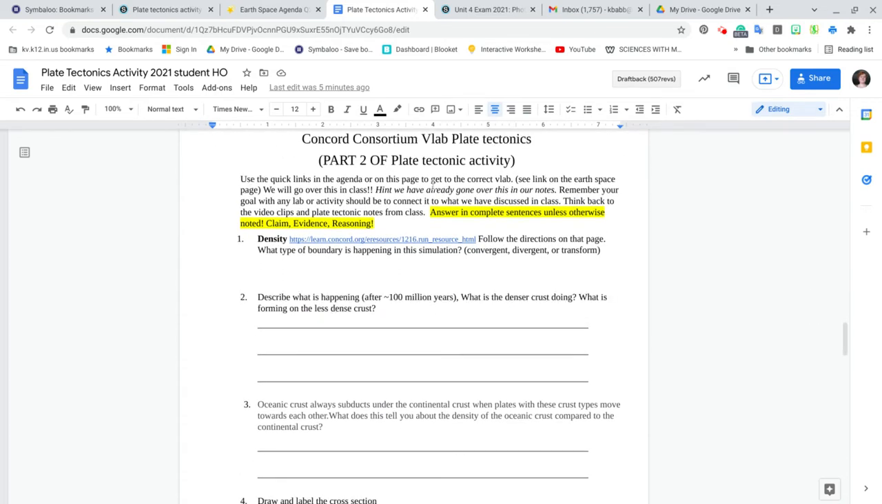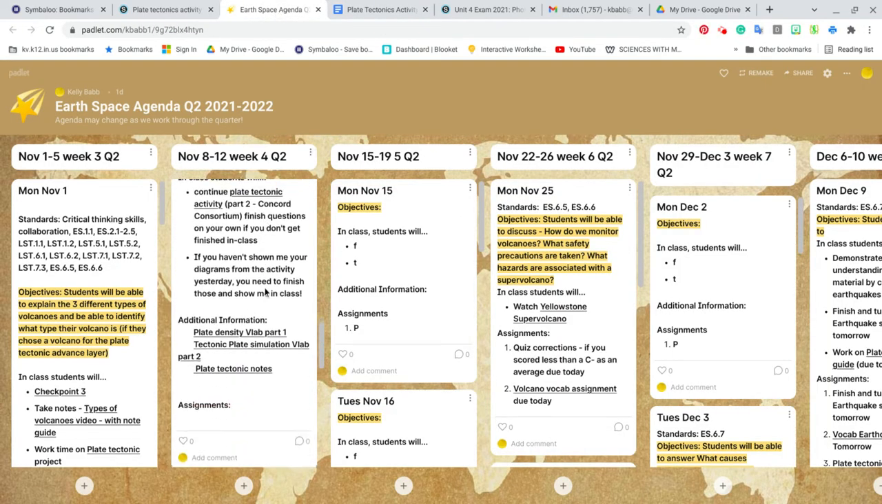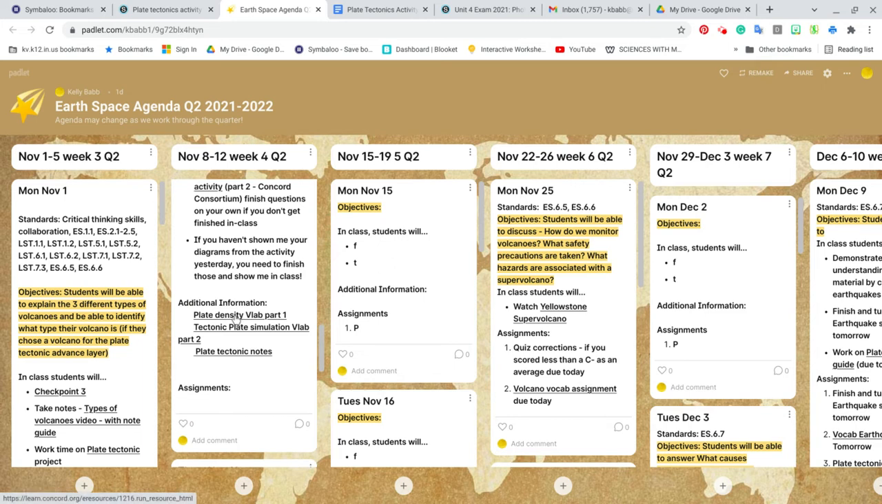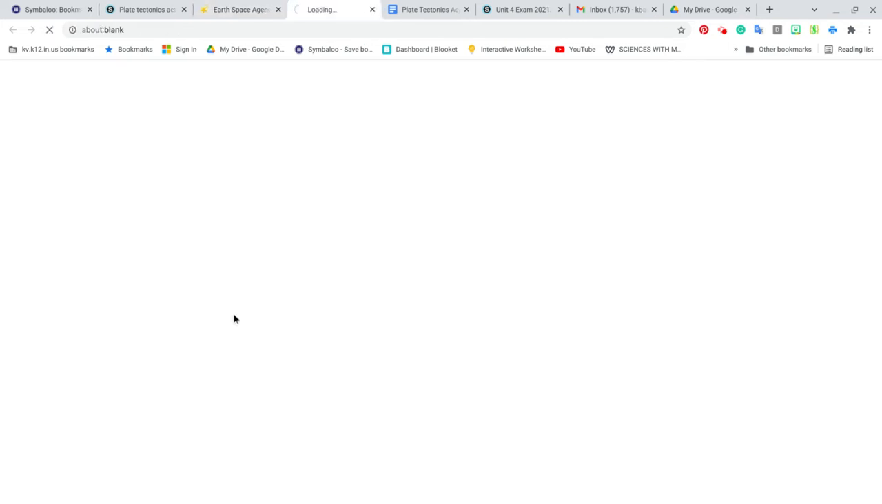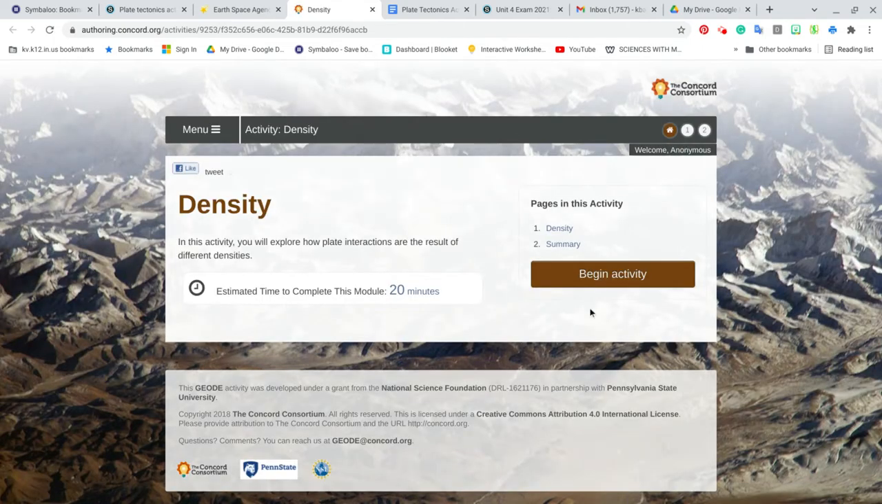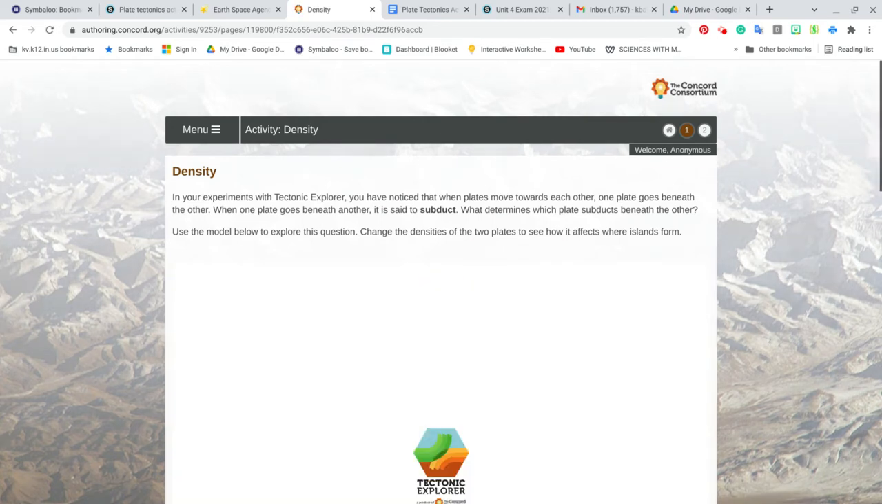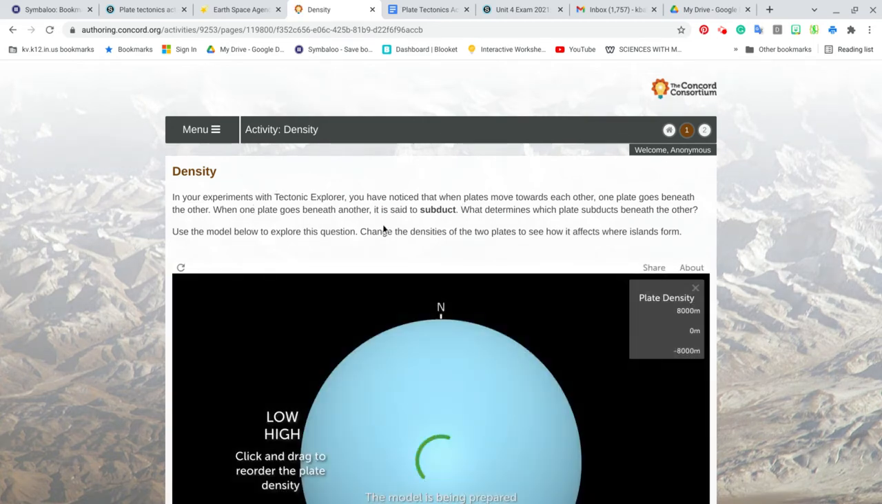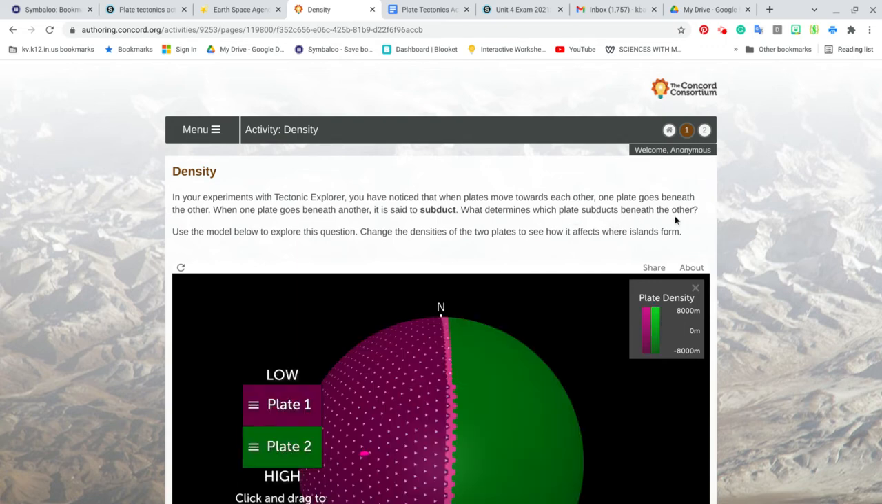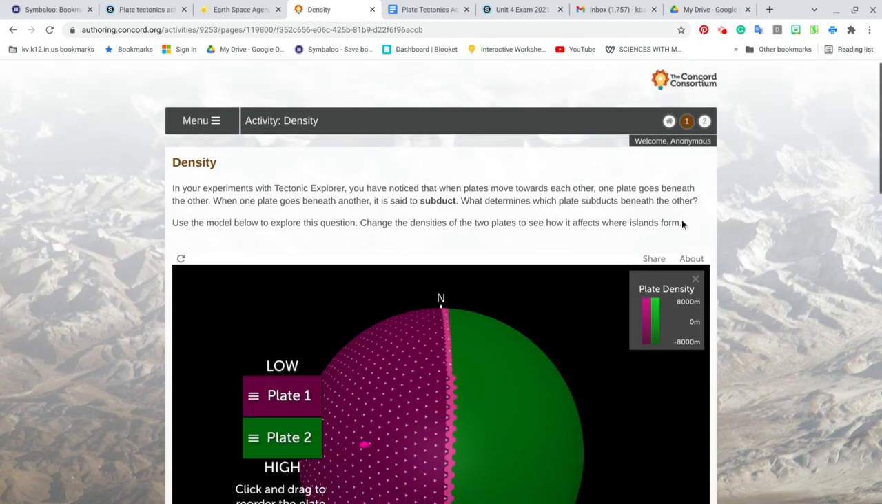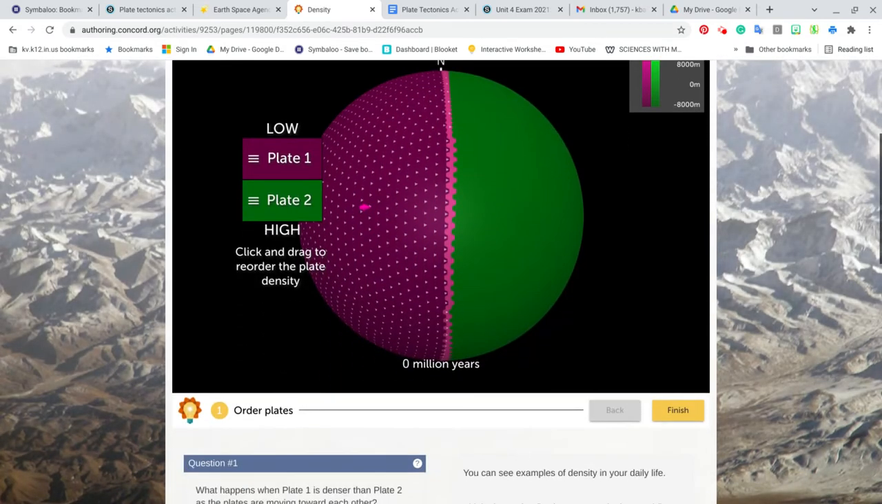So the first part says I'm going to do the density. And if I am on the agenda page, I do have those quick linked right there. Plate density, Vlab part 1. It's going to take me to here. And it says begin activity. Click on that. It explains to you that we are going to talk about when one plate goes underneath another, that's subduction. What determines if one plate goes underneath the other? Well, let's find out, right?